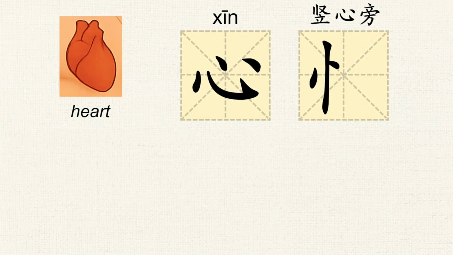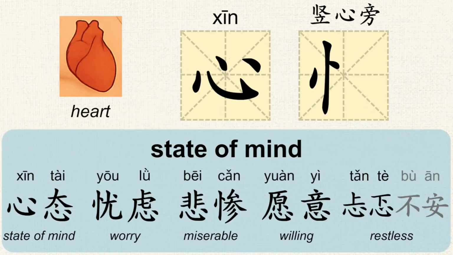Words that describe a person's attitude or mental outlook also regularly include xin. 心态 is one's state of mind. 忧虑 means worry or anxiety. 悲惨 means miserable or tragic. 愿意 means to be ready or willing. And 忐忑不安 kind of explains itself. The ups and downs of a person's heart signify that they are restless or uneasy.